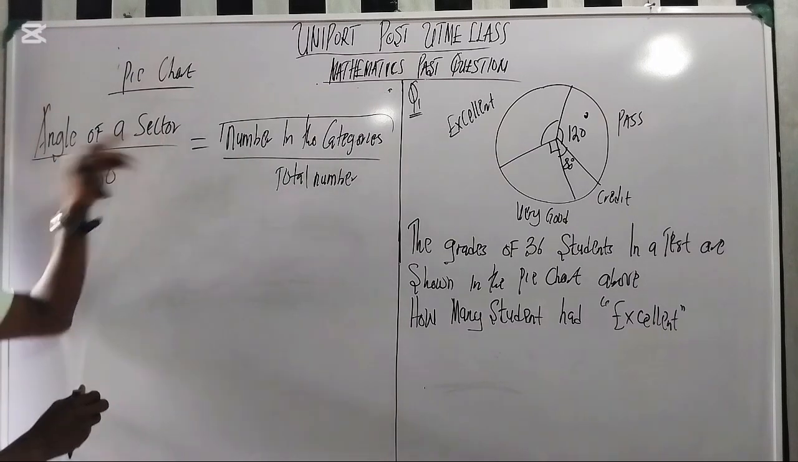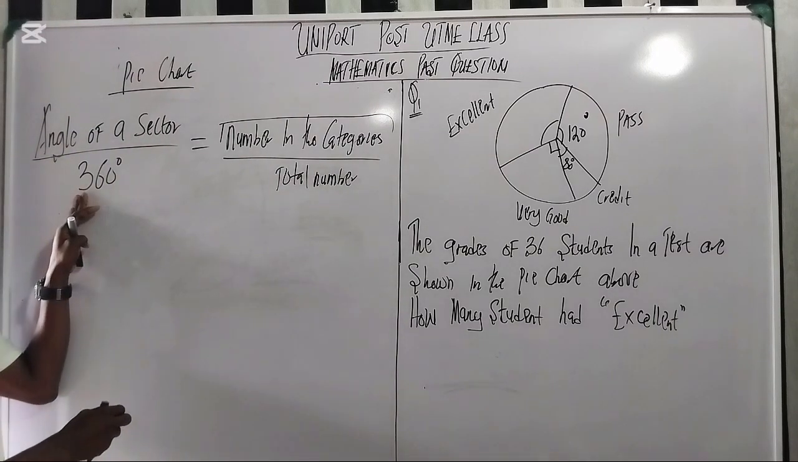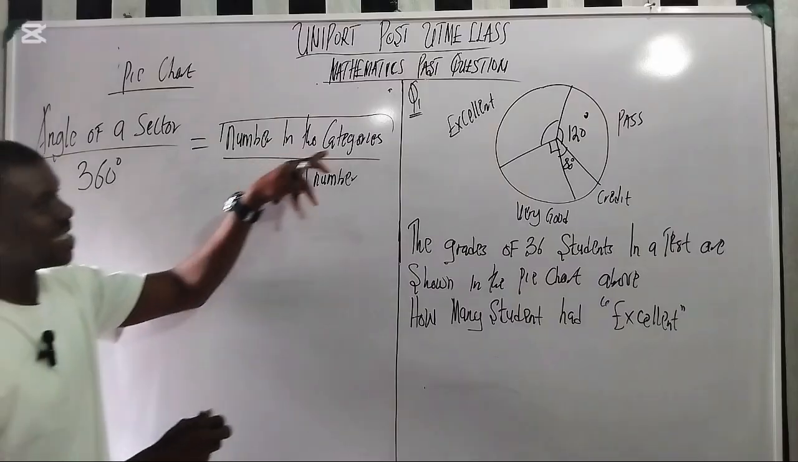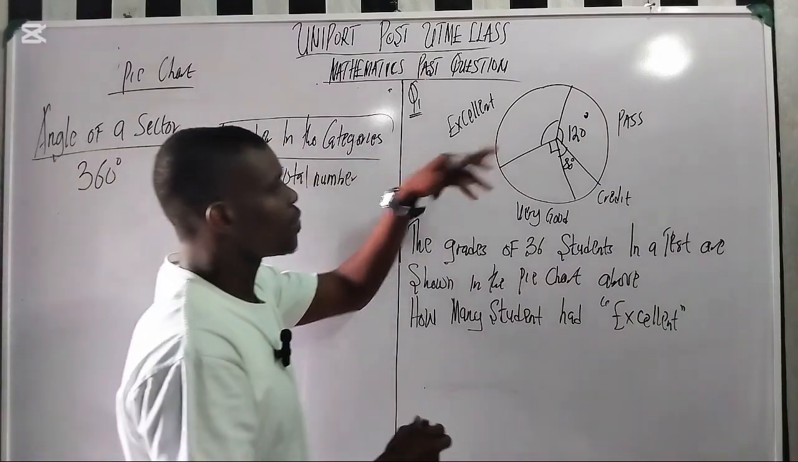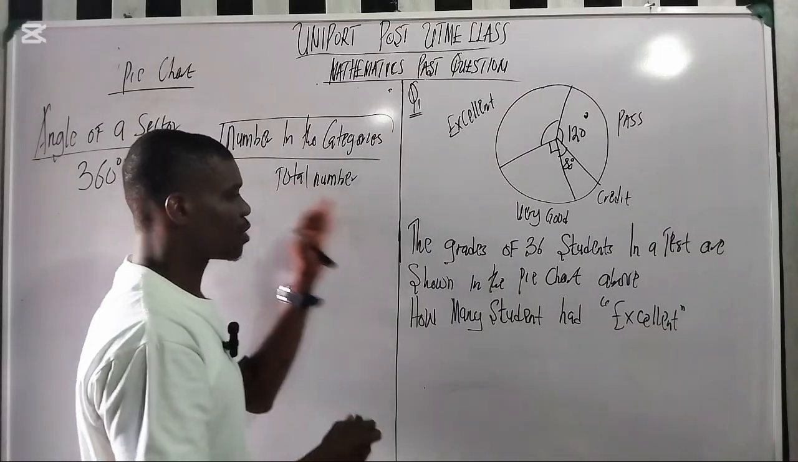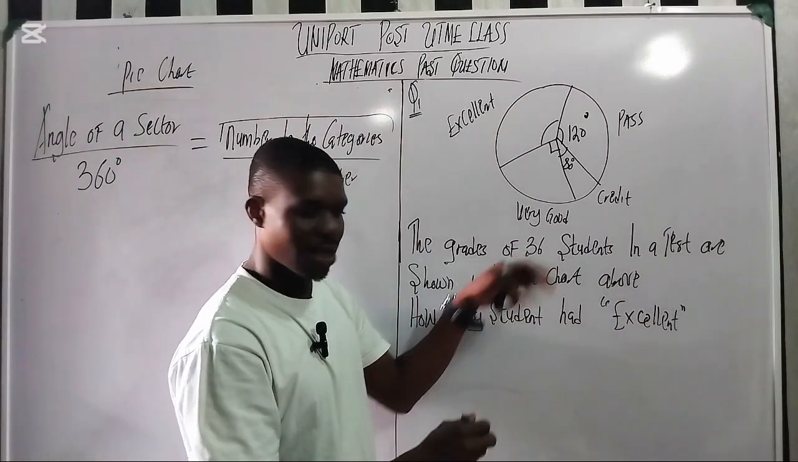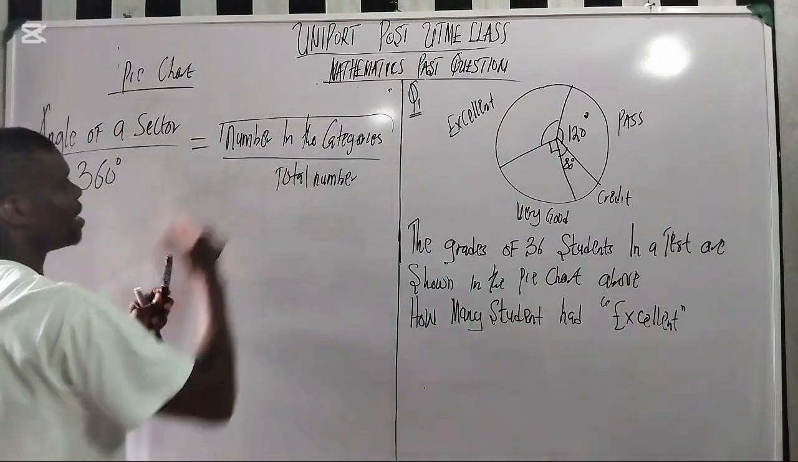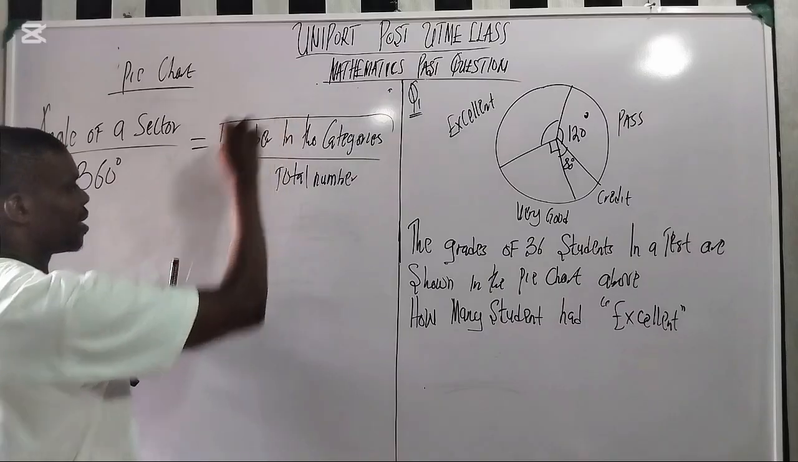Angle of a sector over 360 equals the number in the category, that is the number of students in excellence, over the total number. Do you understand? The total number is 36 now. So if you want, make this the subject of the formula here.